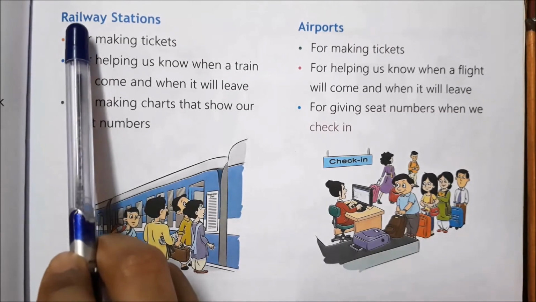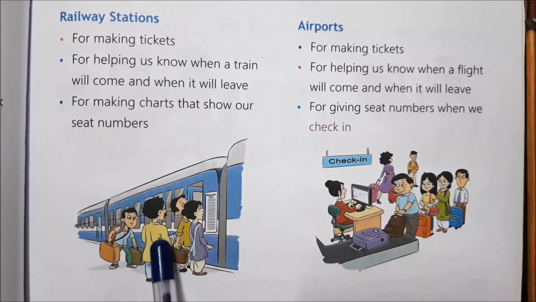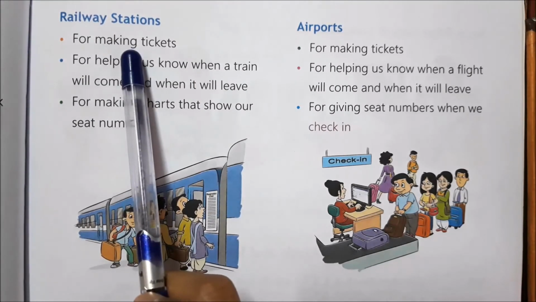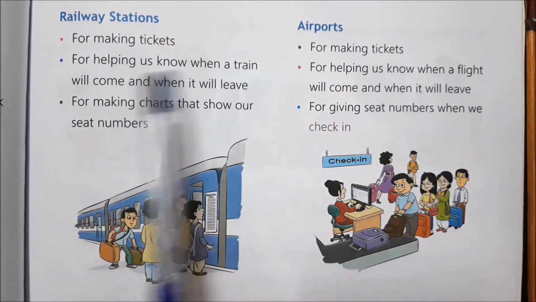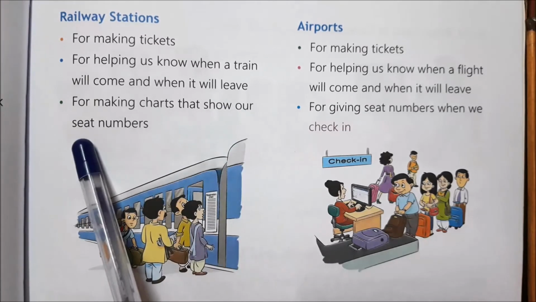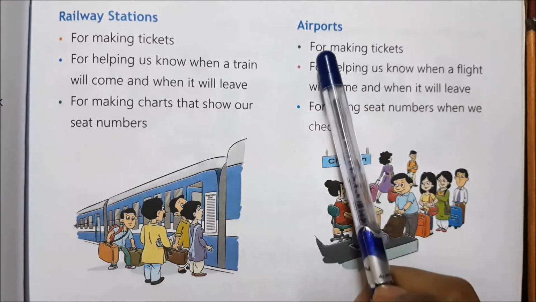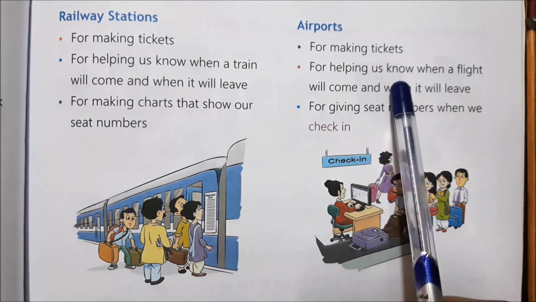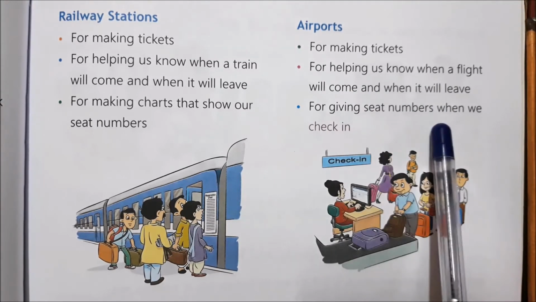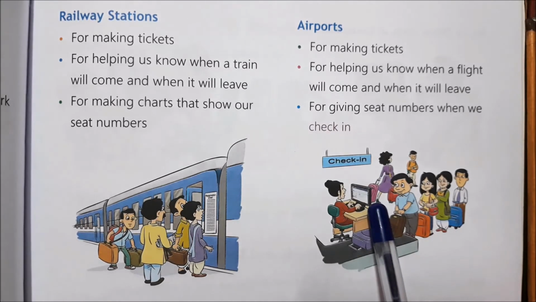We use computers at railway stations for making tickets, and you can see the photo of a railway station. The train has come on the platform, so we use it to make tickets, for helping us know when a train will come and when it will leave, for making charts that show our seat numbers. We use computers at airports. You can see the photo here, for making tickets, for helping us know when a flight will come and when it will leave, for giving seat numbers when we check in. So you can see all of these, they are using a computer for it.